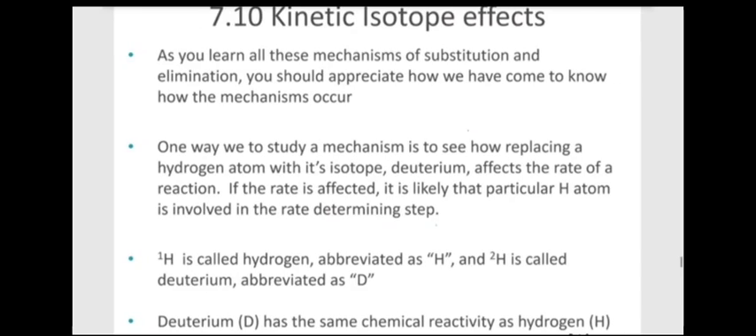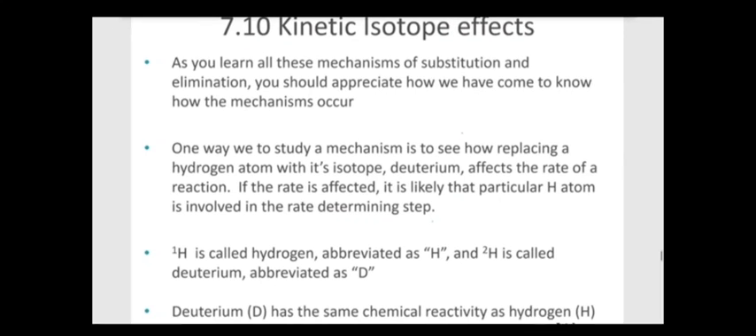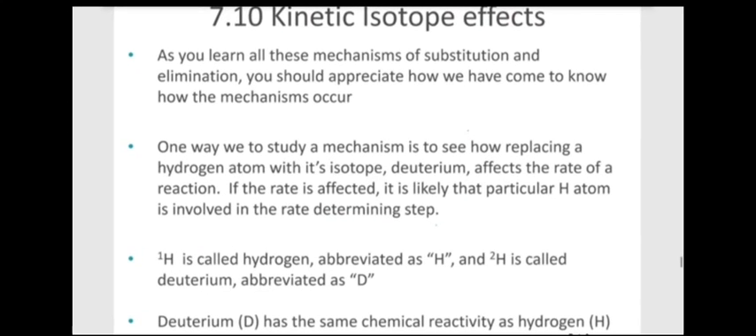So we assure that deuterium affects the rate of the reaction. So the particular hydrogen atom is involved in the rate determining step, and this is called the kinetic isotope effect.